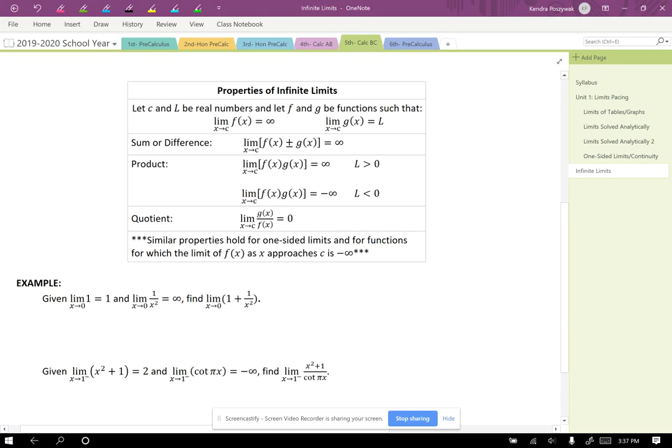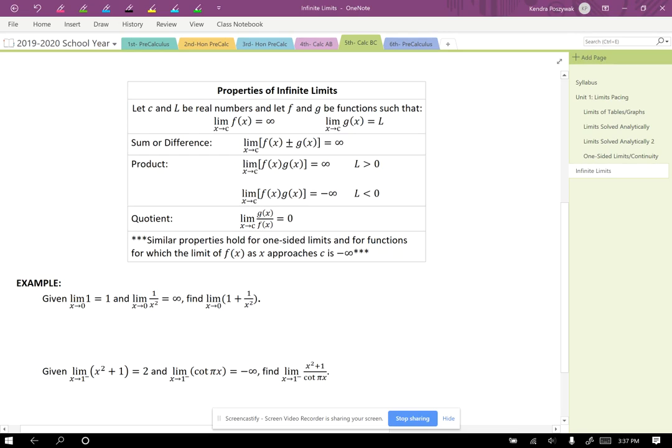Product: as long as that constant is positive, when we multiply these two limits, we will get positive infinity. If the constant is a negative value, then it would be negative times positive, so it is in fact negative infinity. Quotient rule: if we have a limit that approaches infinity in the denominator, our value is just going to be 0 for the limit. These properties also hold true for one-sided limits and for functions for which the limit of f of x as x approaches c is negative infinity. These are just the examples using positive infinity and a constant with two-sided limits.